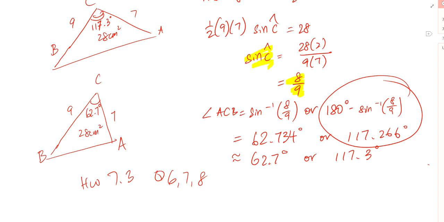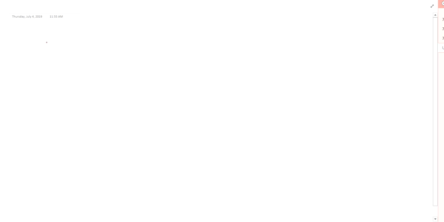Okay, next one, Sine Rule, 7.4. Let's do a quick recap. For a triangle, what do we usually label the corners of the triangle? Big or small letters? Big letters. So this is A, B, and C. The corners, they represent the angles also. What about the sides? Do we use big or small letters? Small letters.